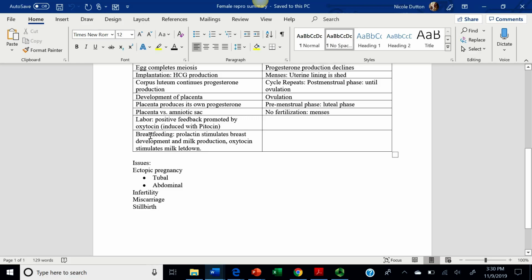And then breastfeeding: prolactin stimulates the breast development and milk production. Oxytocin stimulates milk letdown. We talked about ectopic pregnancy. Infertility. Miscarriage is loss of the baby before 12 weeks of gestation. Stillbirth is after 12 weeks of gestation.